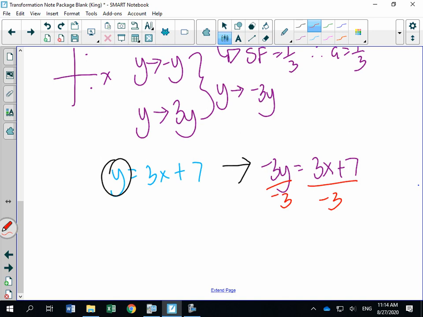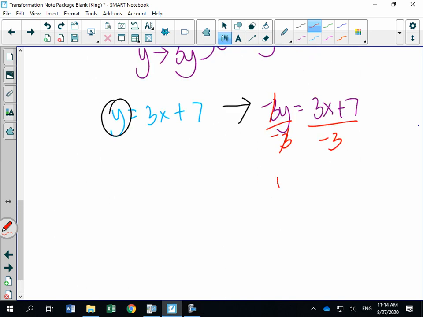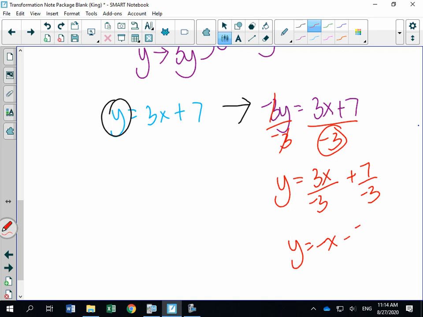And what you have to do on the right hand side is, well, we could do a couple of things. There's two different ways we could write this. This -3 applies to both: the 3x is being divided by -3, as is that 7, right? So this is one way we could do it. And we could say, okay, the answer is -x minus 7 over 3.